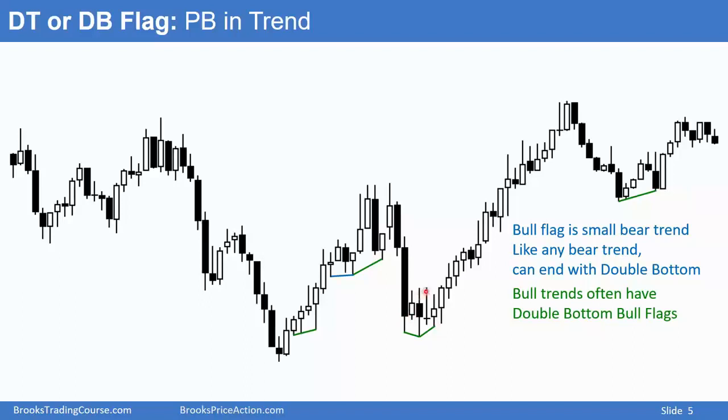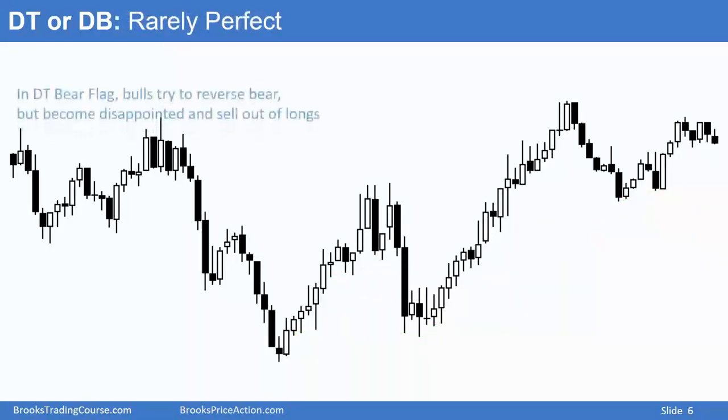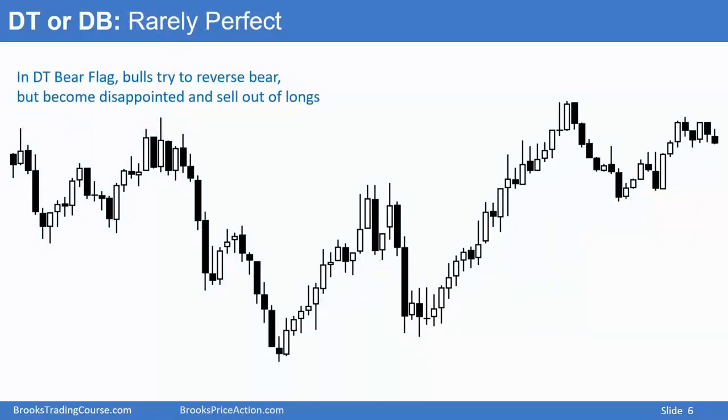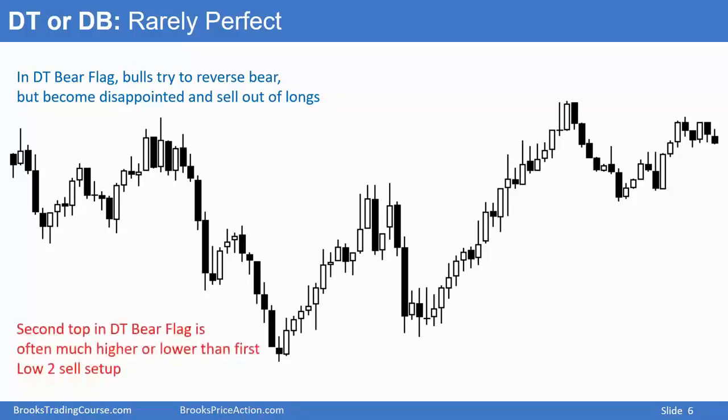This was an attempt at a double top bear flag. Instead, we got a micro double bottom and another micro double bottom. In a double top bear flag, the bulls are trying to reverse the market, and they become disappointed and sell out of their longs, and the bear trend resumes. And the bears are confident that the bull trend reversal will fail, and they sell as well. A second top in a double top bear flag is often a lot higher or lower than the first. It's a low probability sell setup.